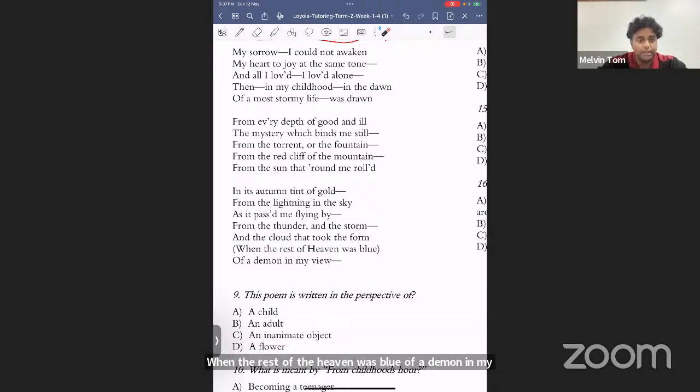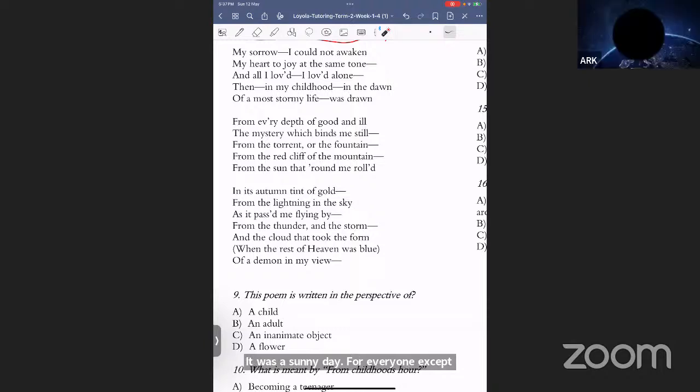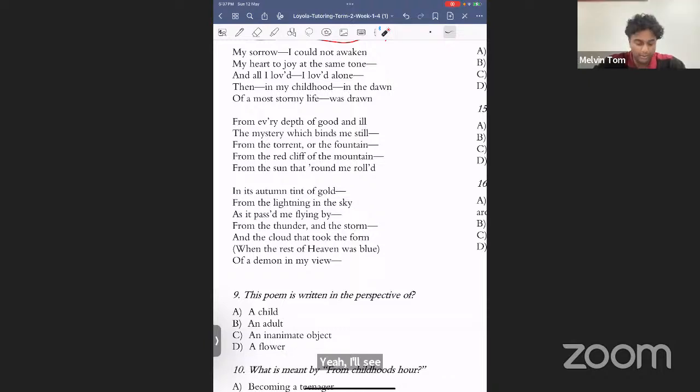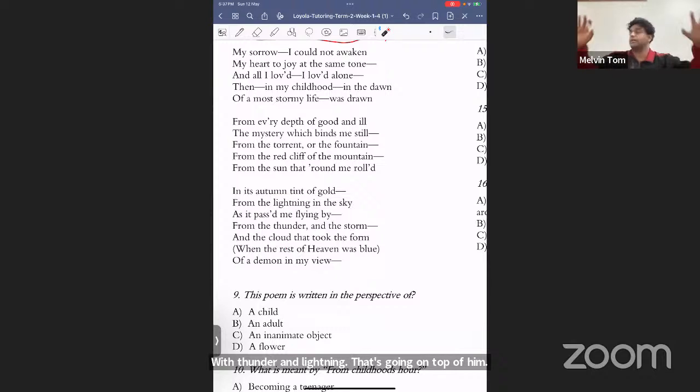So the entire sky was blue. It was a sunny day for everyone, but for him there was this cloud in the shape of a demon with thunder and lightning going on top of him. So it's basically saying that above everyone else it looked like a blue sky, but just for him it was dark and dreary, with a big cloud with thunder and lightning striking him down. Meaning that he was very sad and lonely.